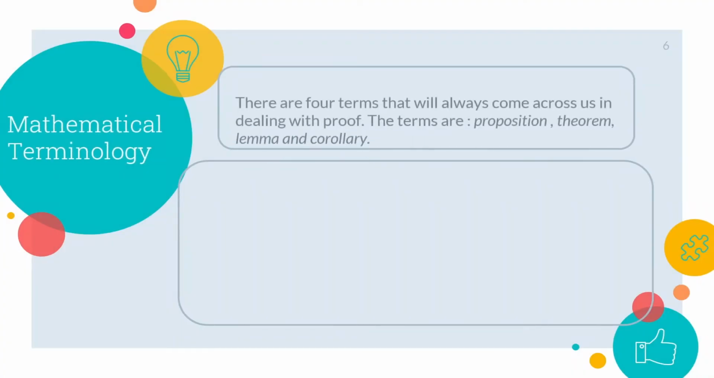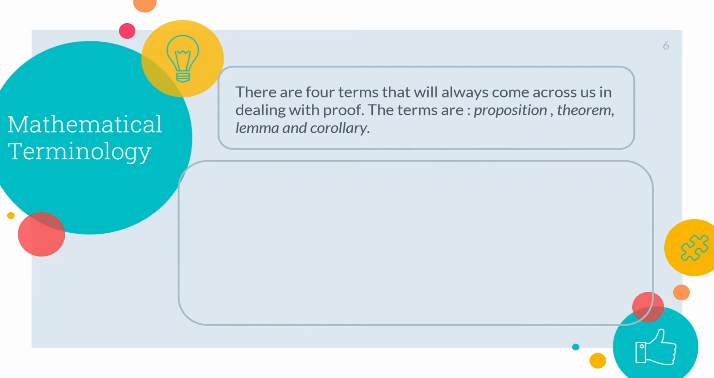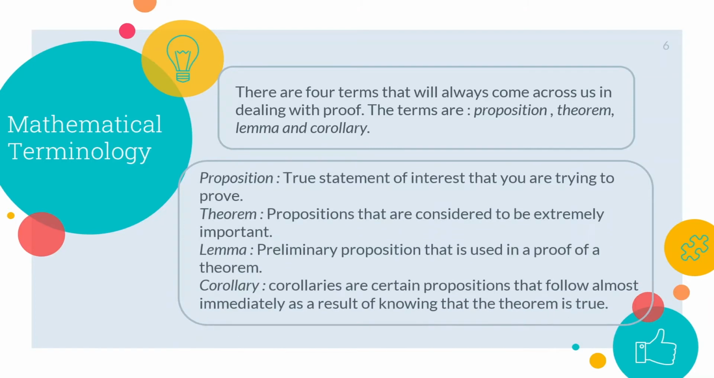So for mathematical terminology, there are four terms that will always come across us in dealing with proofs or reading research papers, which are proposition, theorem, lemma and corollary. So what are all these? The proposition is the true statement of interest that you are trying to prove. Something that you are trying to prove is a proposition.